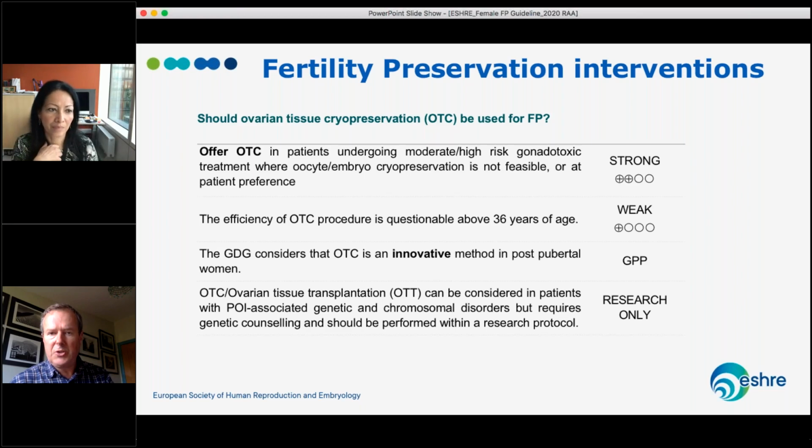There's been a lot of discussion as to what is the actual status of ovarian tissue cryopreservation, and we considered that we should conclude that it should be categorized as an innovative method, so not experimental anymore, innovative, but not yet fully established in postpubertal women, particularly with cancer and other recognized medical conditions. When you're talking about POI-associated genetic and chromosomal disorders, however, we felt that that was really an area where there's still a lot more research required, and its use in those patients we felt was a research-only application.